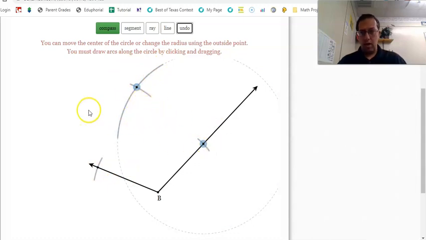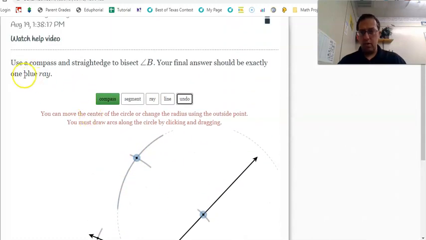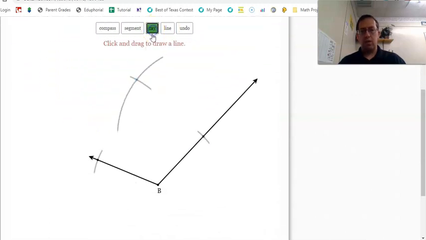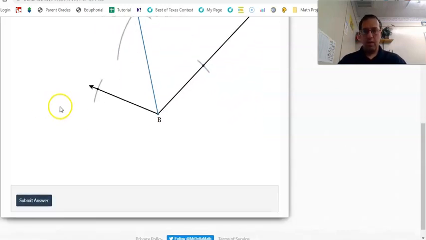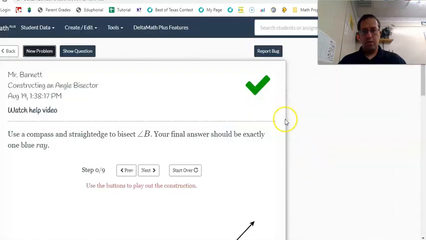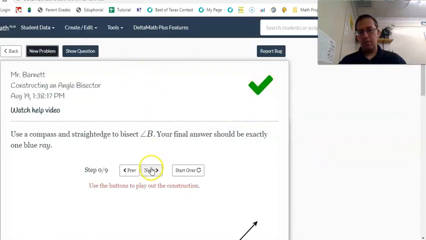All right, and now we are going to draw a thing. Do they want it to be a ray? They want it to be a ray, not a segment. So we're going to use a ray, not a line. Start at the vertex and go through that intersection there. All right, and now we have the angle bisector. Okay, all right, and let's submit it. Make sure we got it right. And there it is. We did it right.